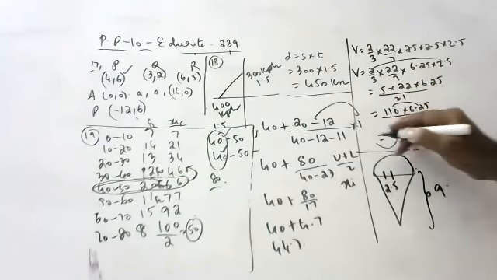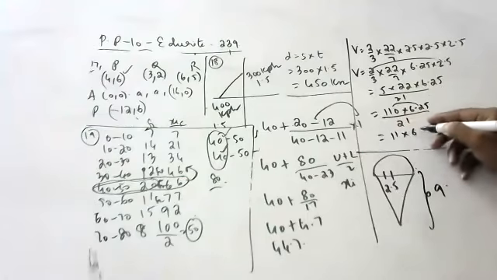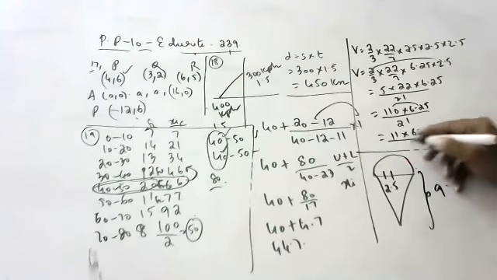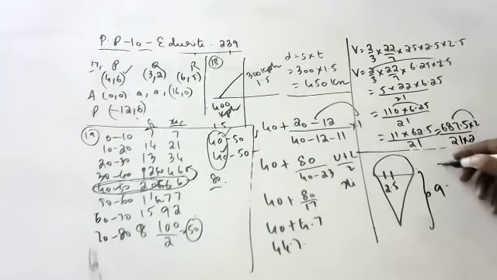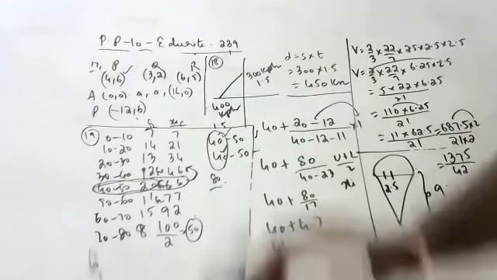So this will be 11 into 62.5 by 21. Is it still 55, children? Yes, sir. 687.5 by 21. Is it there, children? Any answer? Sir, he multiplied by 2. So how much is coming? 1375 by 42. Yeah, second option is there, children.